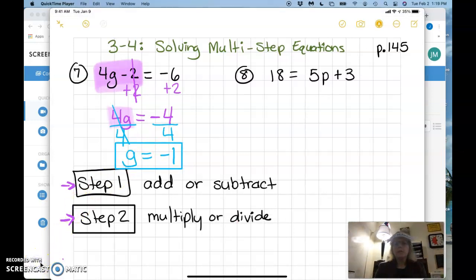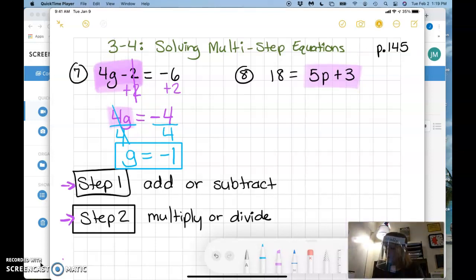Number 8 says 18 equals 5p plus 3. So again, I'm going to look at the side with the variable. And step 1 is addition or subtraction. Is there any addition or subtraction with the variable? Yes. It's plus 3, so I'm going to do the opposite, which is minus 3. So I'm going to subtract 3 from both sides. My 3's are going to cancel, and what's left on this side?